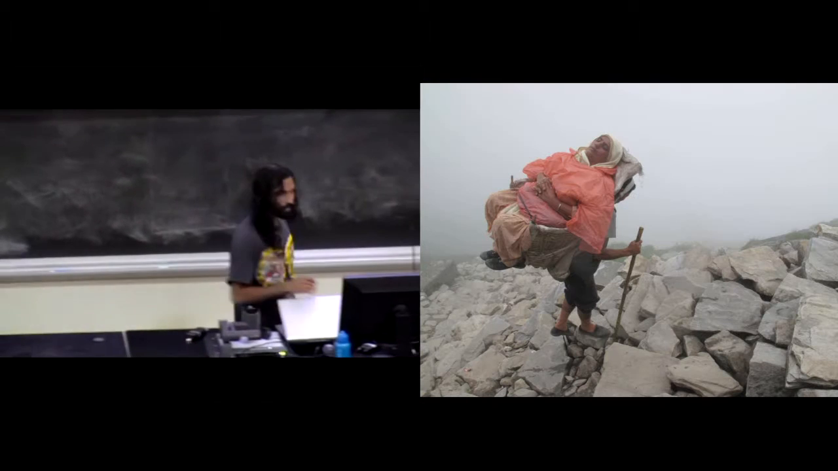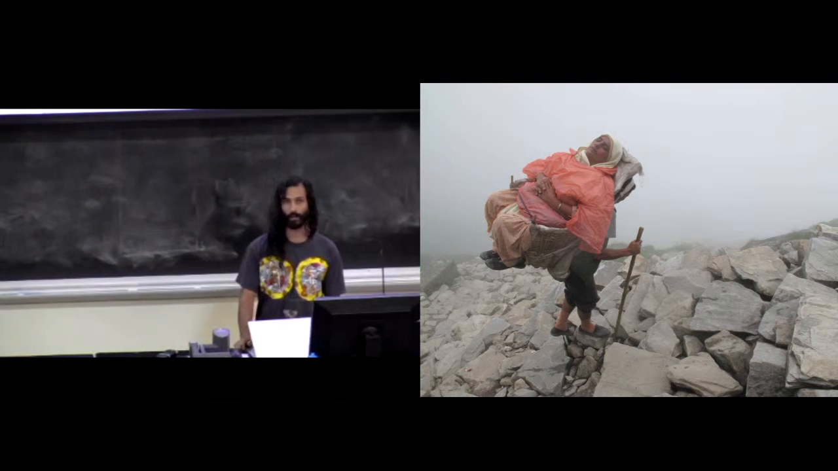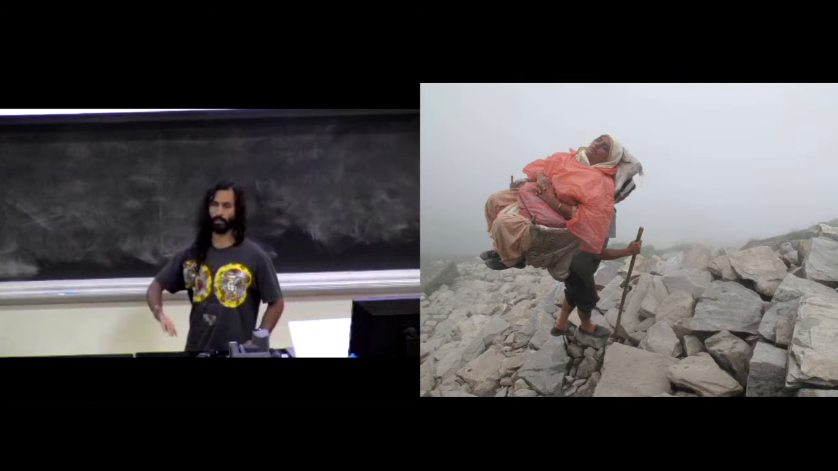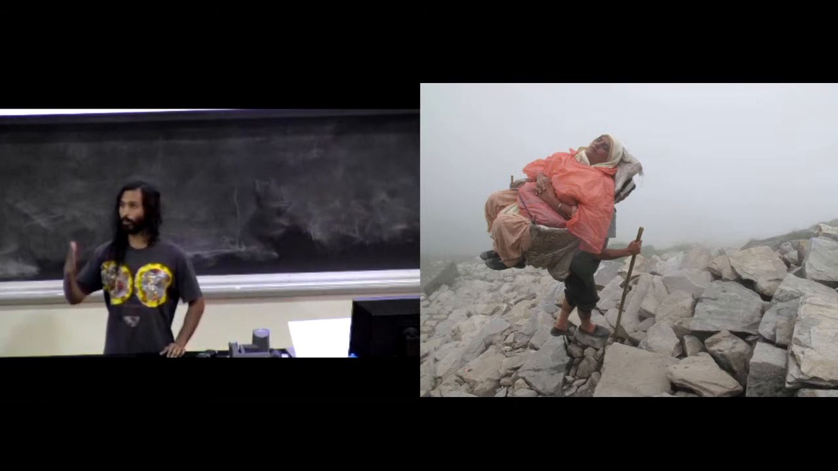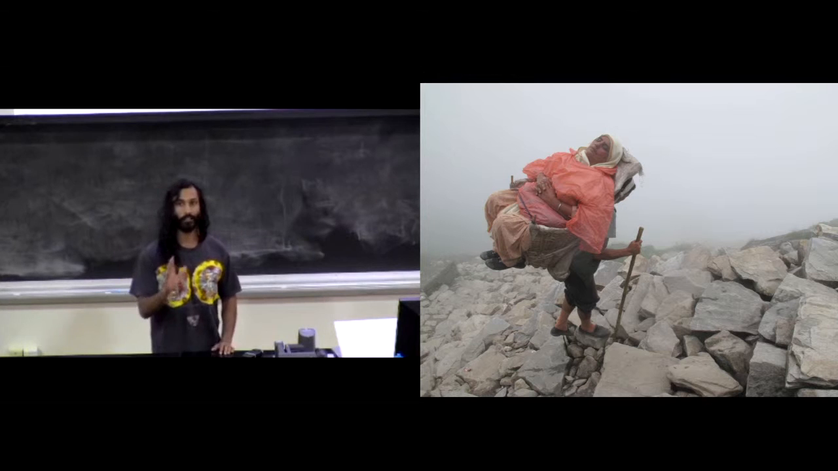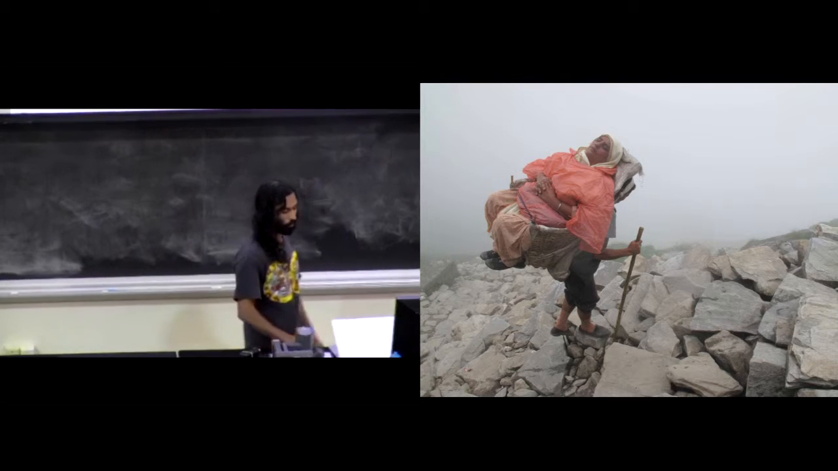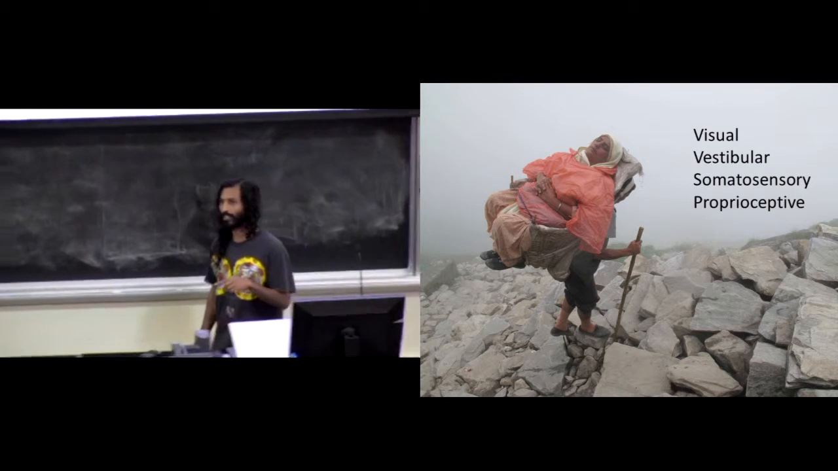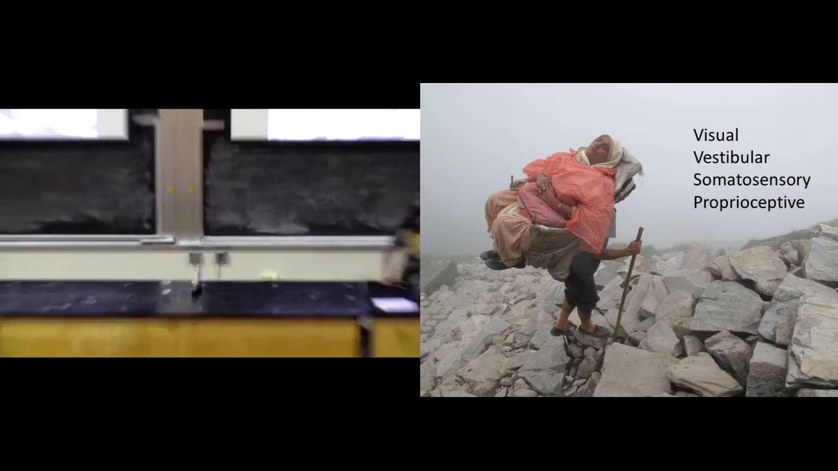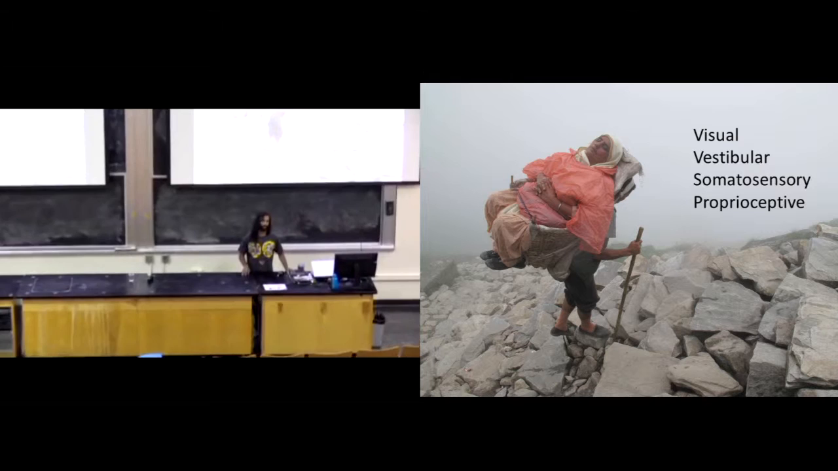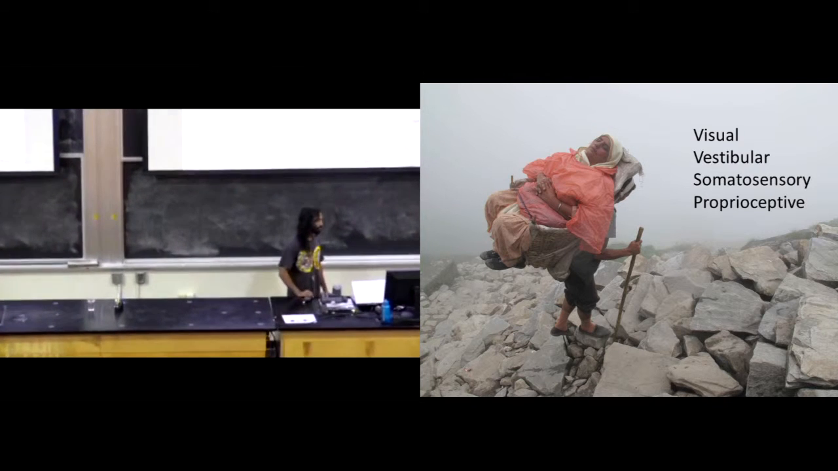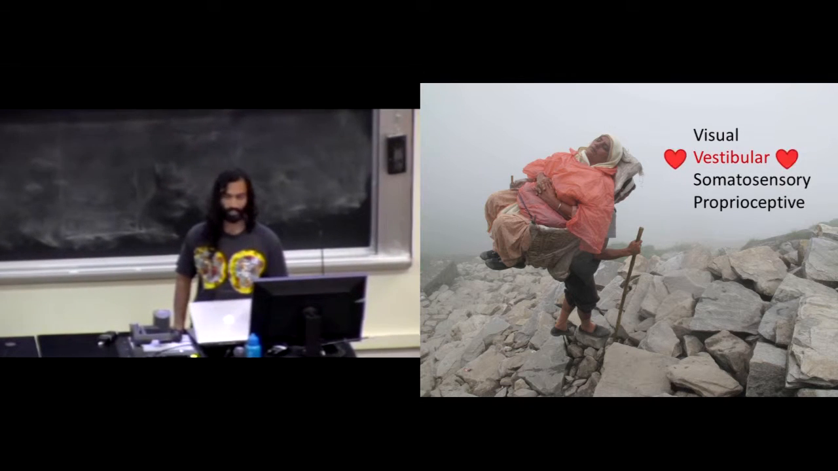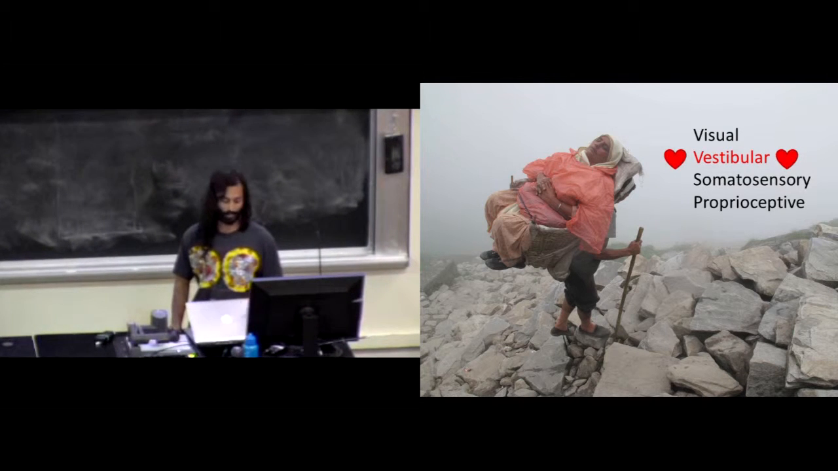Now, I took this picture at the tippy top of a sacred mountain, and the question that it inspires is, how are we able to balance? A simple question which still does not have a good answer. And one reason why is because balance control depends on a variety of different sensory information, from the visual to the vestibular, from the somatosensory to the proprioceptive. And today's presentation will focus on the role of the vestibular system on balance control.